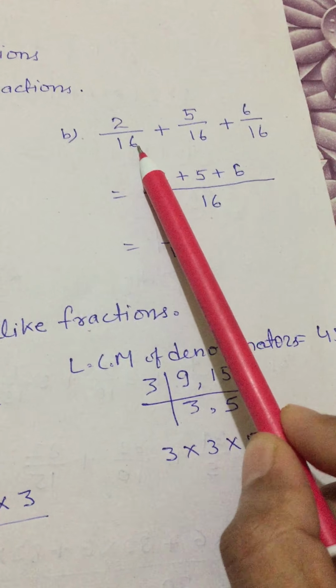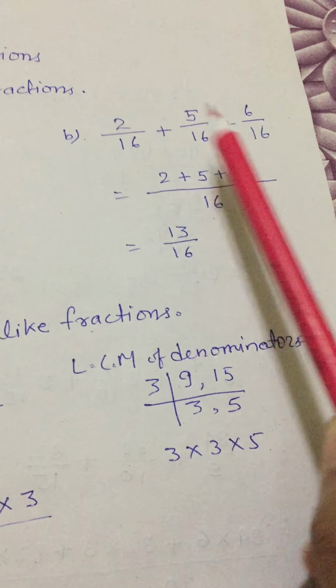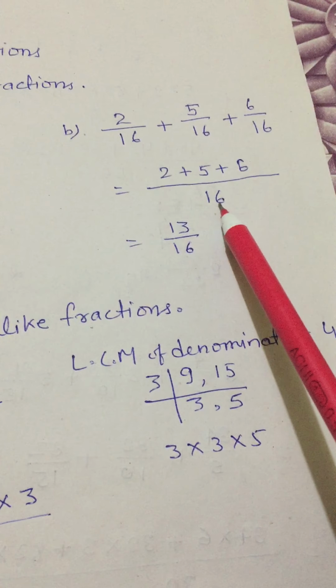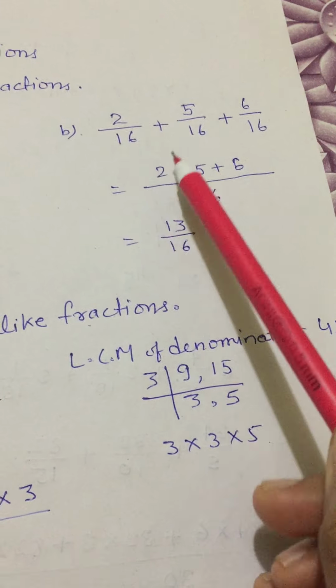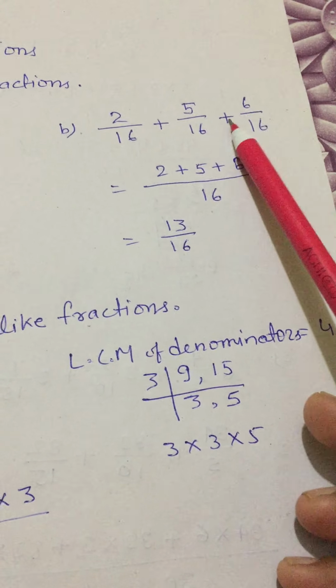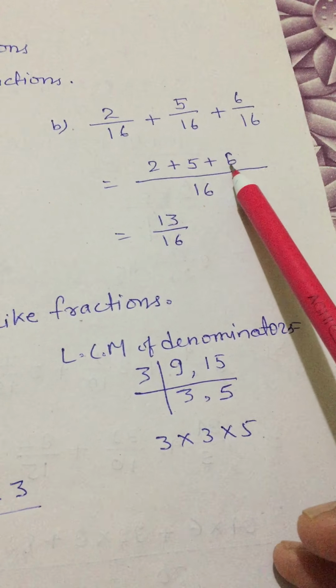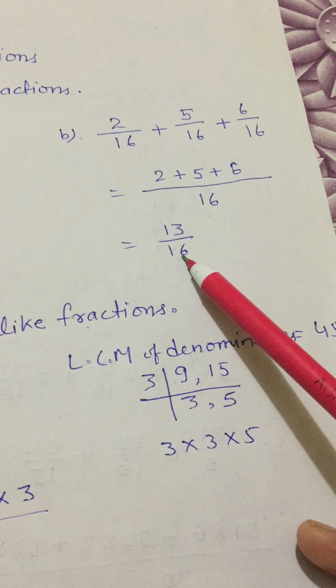Another example, 2 by 16 plus 5 by 16 plus 6 by 16. Denominator is same. Simply write the denominator one time and add all the numerators. 2 plus 5 plus 6. 2 plus 5, 7. 7 plus 6, 13. 13 by 16 is the final answer.